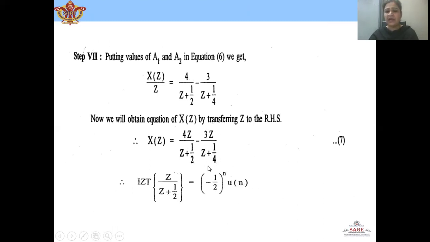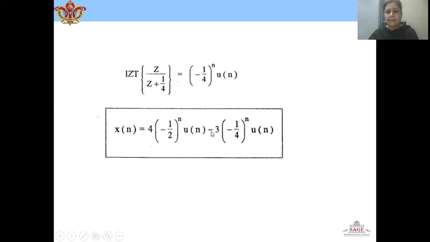Similarly, for this term, I will write plus 3 times minus 1 by 4 raised to power n u[minus n minus 1], because for ROC |z| less than half, both these sequences will be anti-causal, and for anti-causal, we will use the formula for inverse z transform as per anti-causal sequence, which is already given in my previous slides. Now, this is the way of finding the inverse z transform using partial fraction, which is mainly dependent on the ROC given in the question.